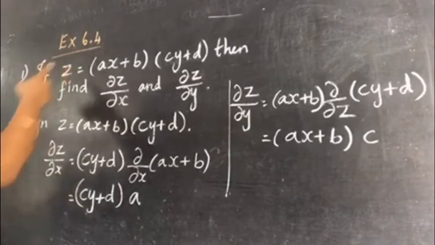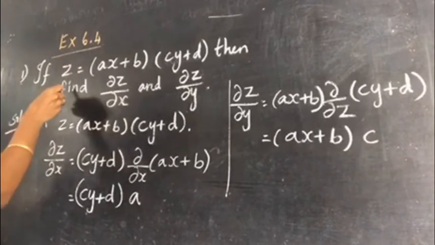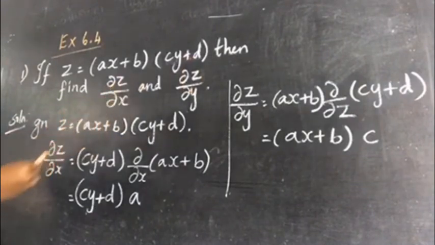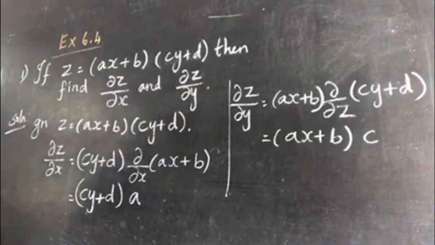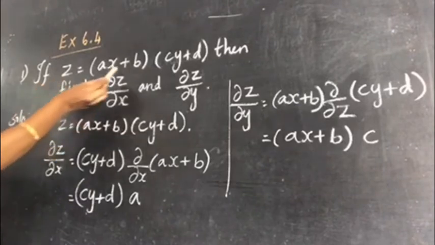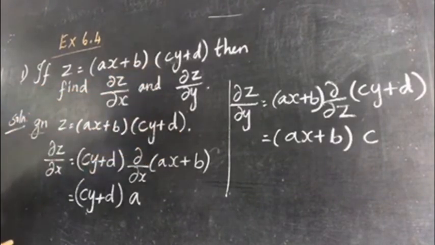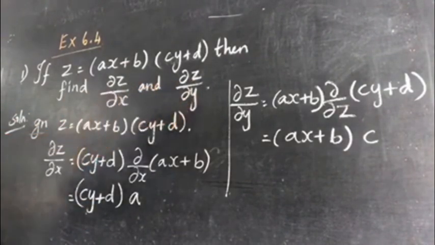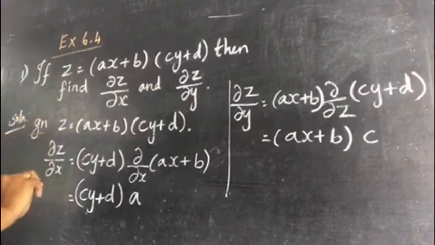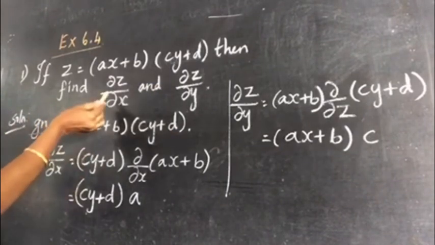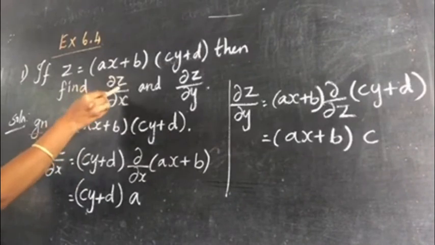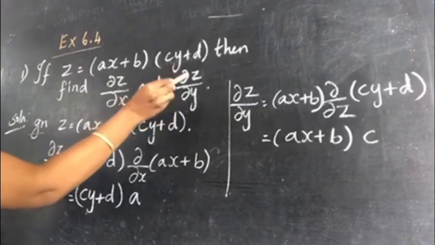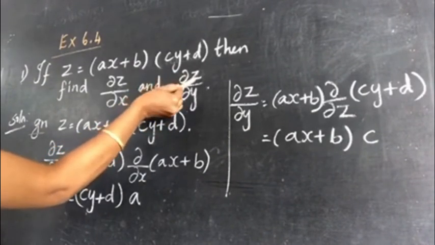First problem in exercise 6.4, if z is equal to ax plus b into cy plus d, then find dou z by dou x and dou z by dou y. It is given that z is equal to ax plus b into cy plus d. We have to find the differentiation, dou z by dou x and dou z by dou y. What kind of differentiation is that? It is partial derivation. So, we are going to differentiate z partially with respect to x. Dou z by dou y means we are going to differentiate z partially with respect to y.